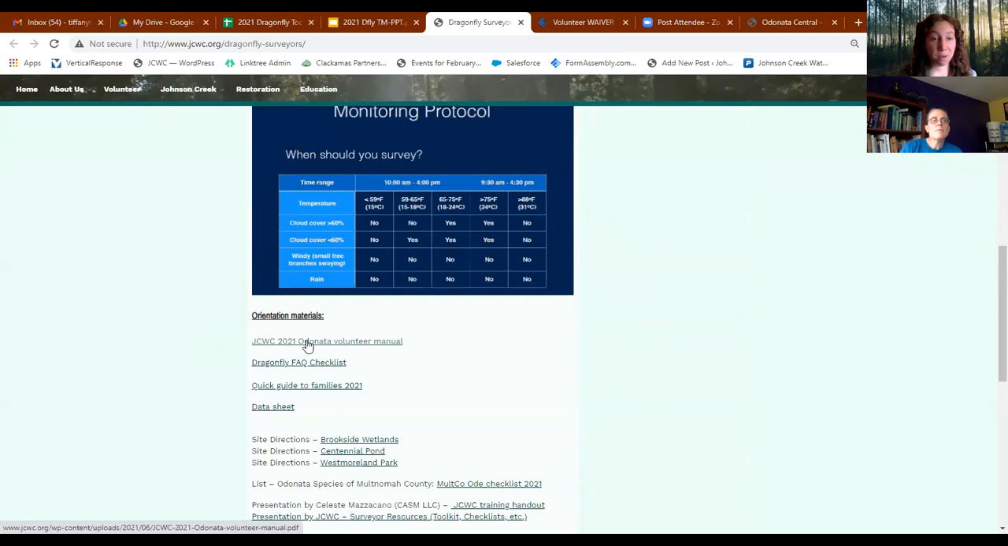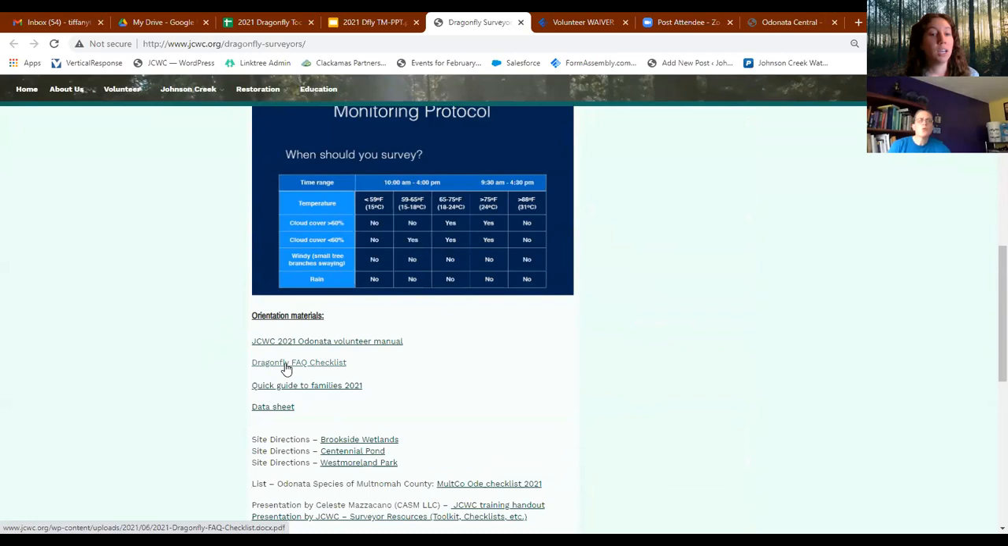If you click this, you're going to be downloading the whole PDF that Celeste showed. It's about 20 pages. It's got so much detail. Any questions you might have, a review of what Celeste has shared is in there. The dragonfly facts checklist is on there too, and that helps answer some what-if questions and things you need.